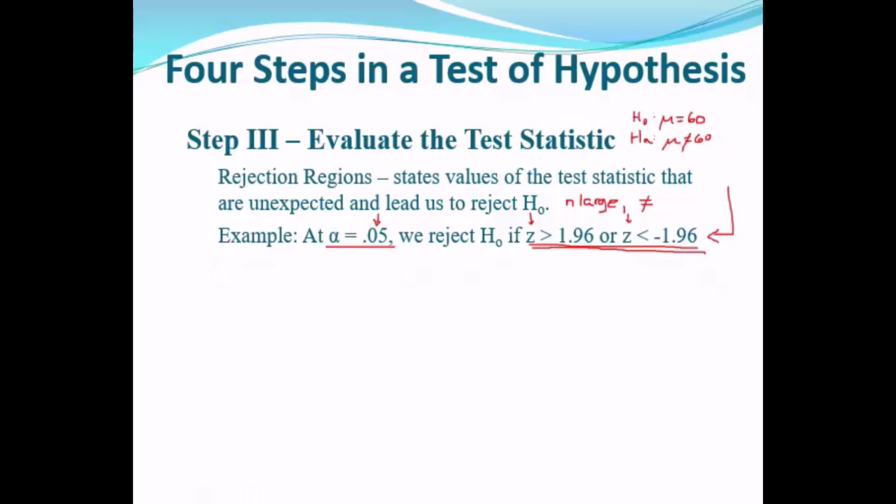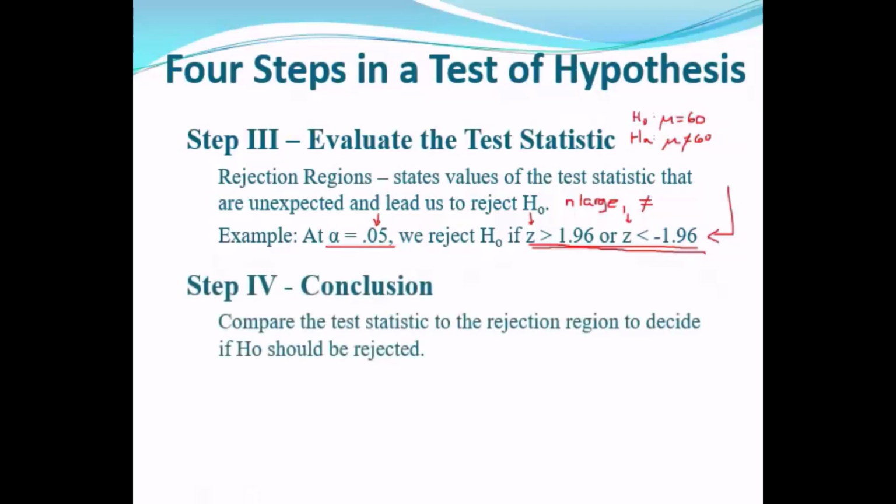This is the rejection region. So our 4th step says, hey, put it together. Compare the test statistic to the rejection region to decide if the null hypothesis should be rejected. If my test statistic is a value like 3, well, we take a look. Is 3 bigger than 1.96 or less than negative 1.96?